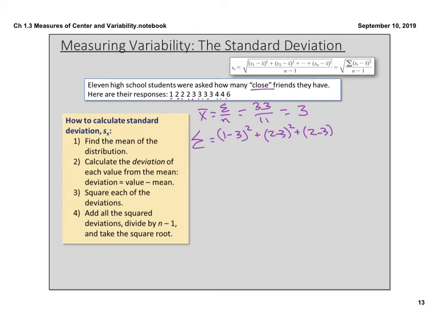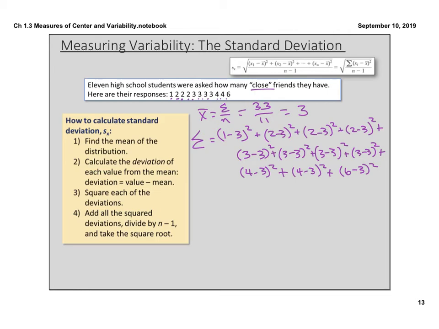Data minus mean, square it, plus data minus mean. There's how many twos? 1, 2, 3. So 3 twos, squared. Okay, now I get into the threes. These ones are easy because these are going to be a bunch of zeros. 3 minus 3 squared plus 3 minus 3 squared plus 3 minus 3 squared. And one more, 3 minus 3 squared. Now I got to do the fours. 4 minus 3 squared plus 4 minus 3 squared. And the last one, 6 minus 3 squared.